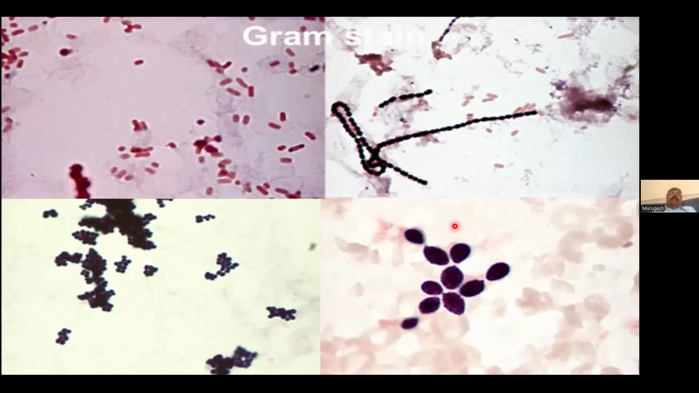So this is a gram stain, which you might have come across in microbiology. And here you have gram-positive cocci in chains, which is Streptococcus. This is staph in clusters. This is a gram-negative bacillus, gram-negative rods, and this is yeast. Gram-positive cocci, and from the size typically you can make out it's a yeast.